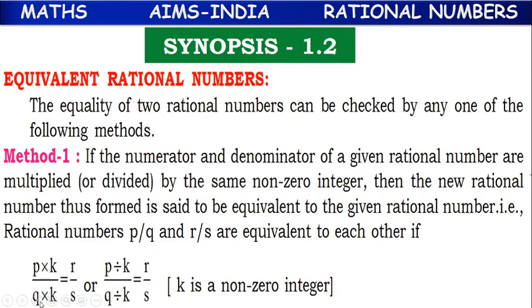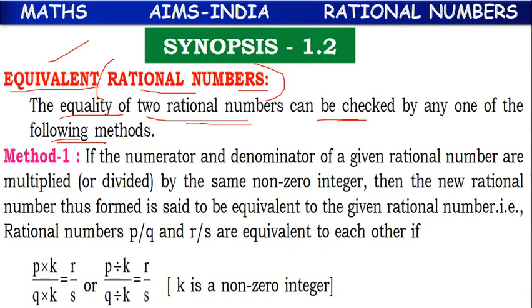So here in this video, we are going to learn about equivalent rational numbers. Equivalent rational numbers means the equality of rational numbers to be checked, and we have to tell whether they are equivalent or not. If we have two rational numbers, their equality can be checked by any one of the following methods. So we have different methods for checking the equality of two rational numbers so that we can tell whether they are equivalent or not.